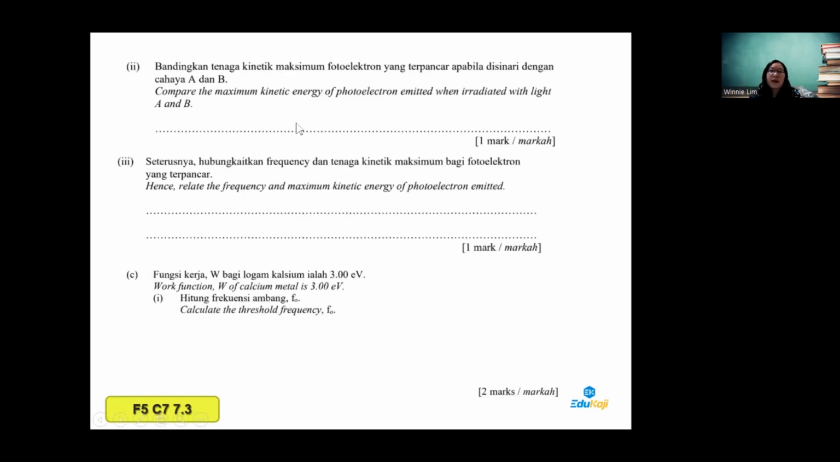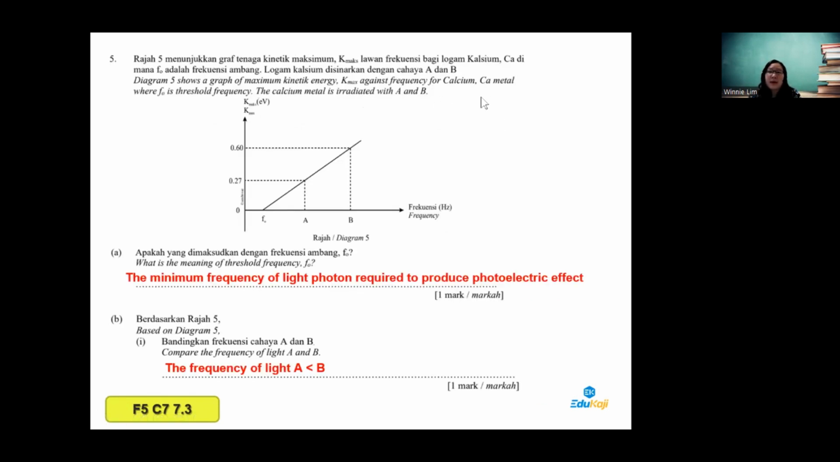Then next, compare the maximum kinetic energy emitted when irradiated by light A and B. Now you look at the y-axis, because your maximum energy is on here. A is 0.27, while B is 0.6. So which one is higher and which one is lower? A is lower, or B is higher.